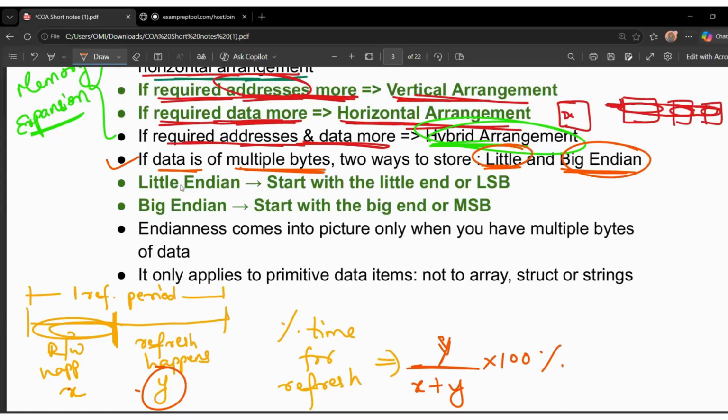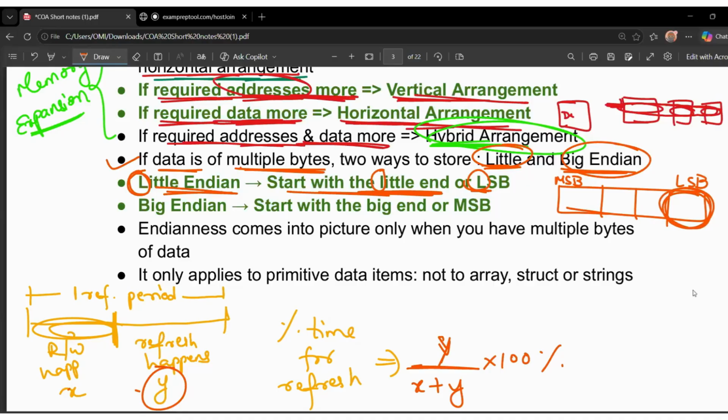Now what does little endian mean? Little endian means start with the little end, right? I have told you L and L: start with little end or LSB. You have to start with the little end. So if you have this multi-byte data, and this is your LSB and this is your MSB, you have to start with the LSB, the little end, in little endian. So let's say you have 01, 02, 03, and 04.